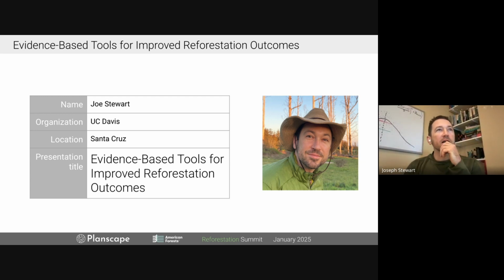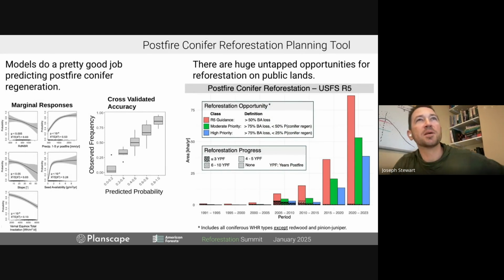So I'm talking about a couple different tools. Next slide. The first of which is the post-fire conifer reforestation planning tool. Who's controlling the slides? Oh, awesome. The main feature of this tool is predicting the probability of natural post-fire conifer regeneration within 60-meter plots. And we've got data for about 1,500 plots across 24 wildfires, primarily located in California.